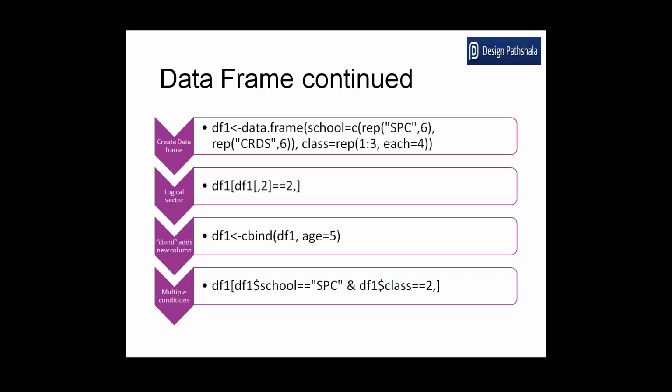Now this is the second vector, class. So here I am repeating values from 1 to 3, and each one I am repeating 4 times. So there is an argument each within the rep function in R. What it will do is repeat each value within this vector 1:3 four times, each value 4 times.